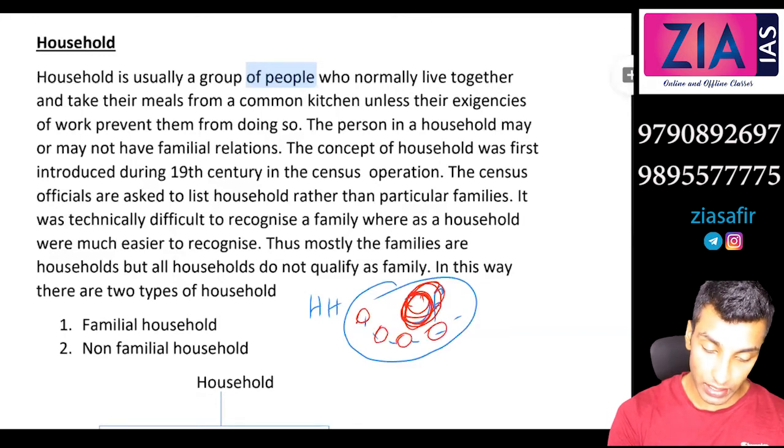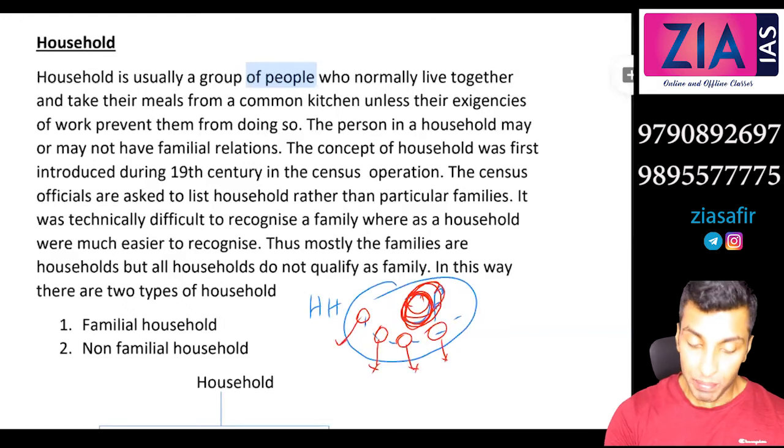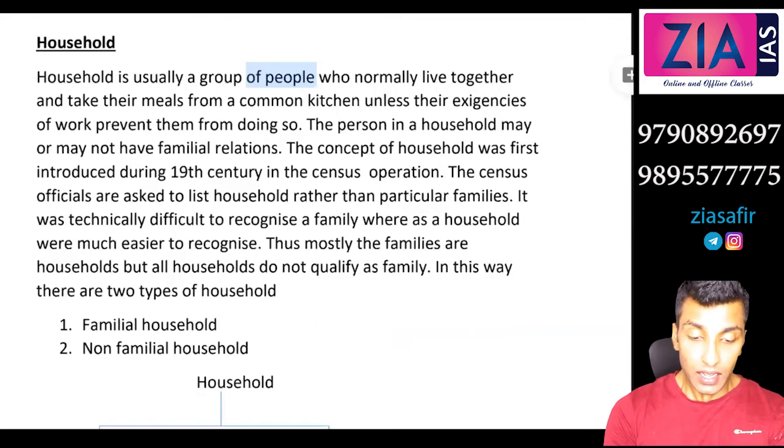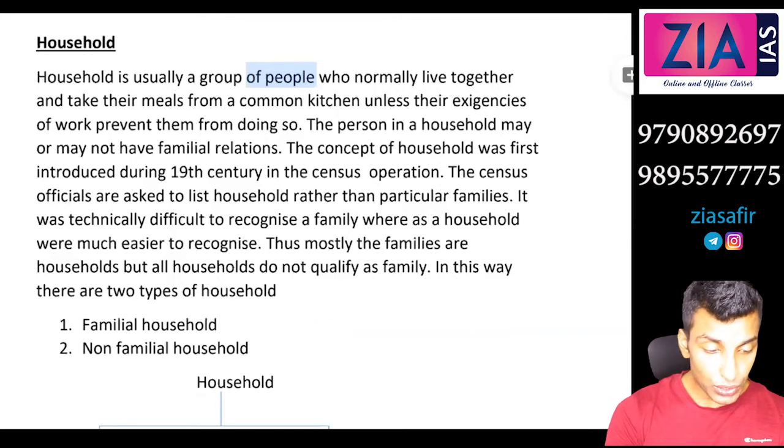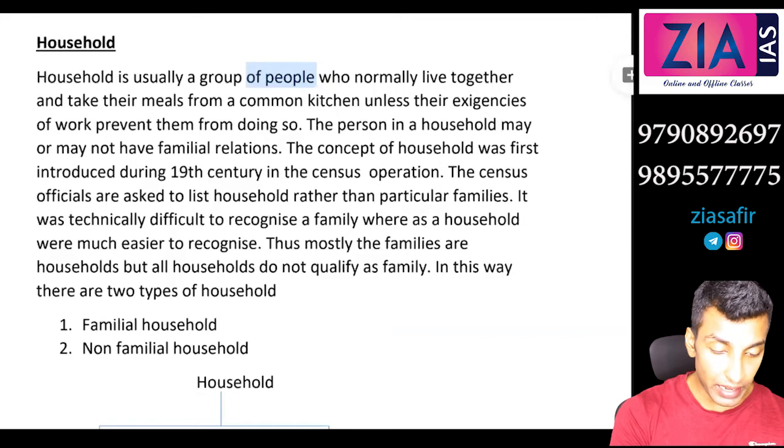Like this can be hostels, hotels, jails, pavements, or under the bridges where people are living together. All these can be part of that. The persons in a household may or may not have familial relations.